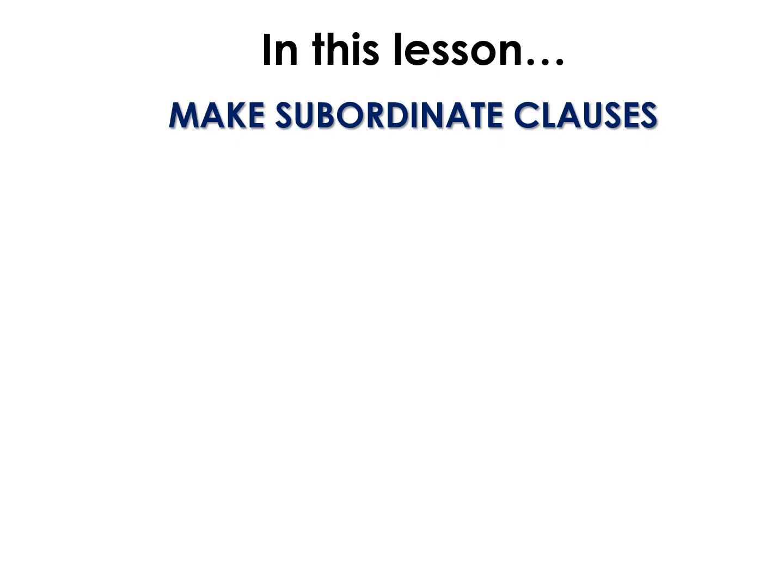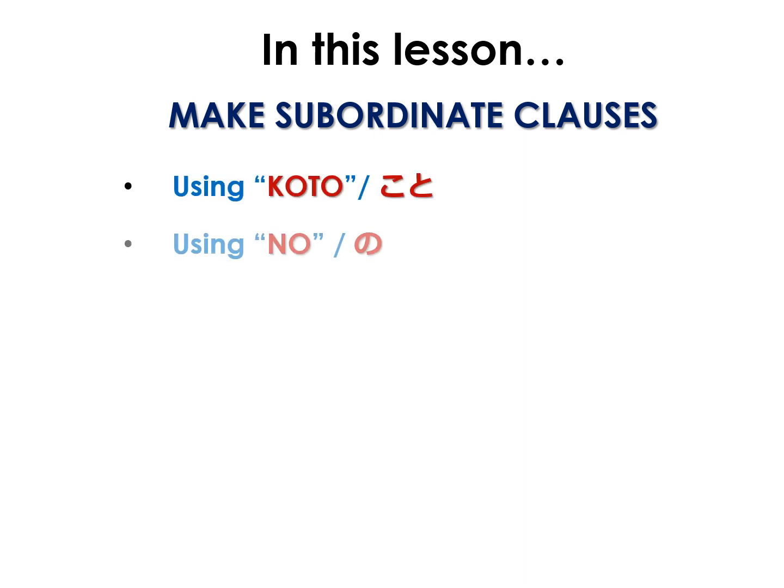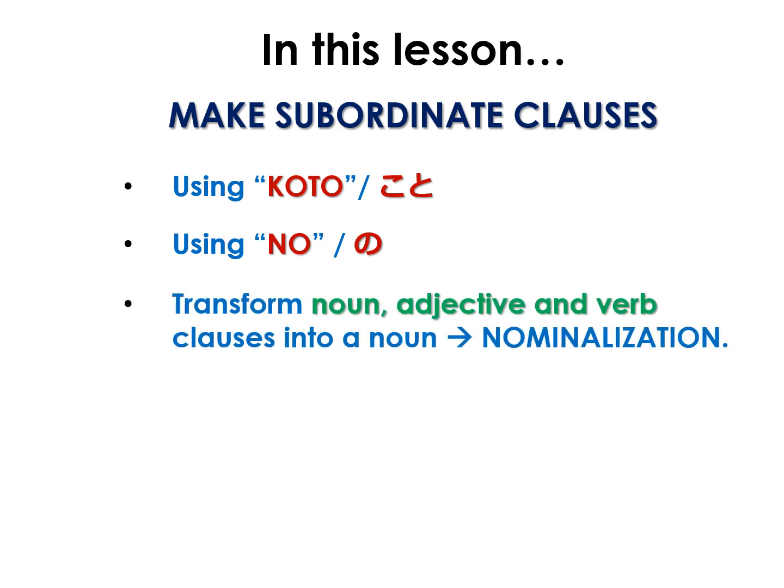In the previous lesson, in lesson 43, we learned how to make noun-based subordinate clauses by putting the verb in its plain form right before the noun. In this lesson, we will learn two more ways to form subordinate clauses, by using KOTO and by using the particle no. We will examine when we can use KOTO only, when we can use no only, and when we can use either.